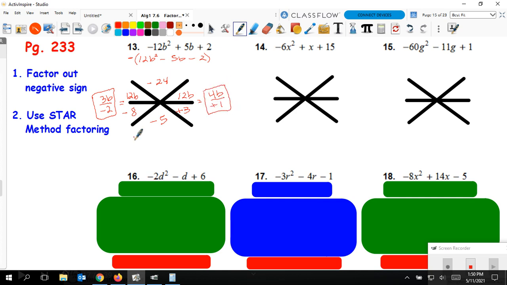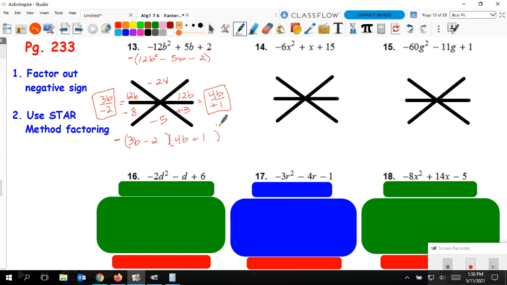They're now going to put these in 2 binomials, but we don't want to forget that we factored out a negative. That negative's got to still stay in front of our 2 binomials. So in front of that first binomial is going to be the negative sign, and then you have a 3b minus 2 and a 4b plus 1.